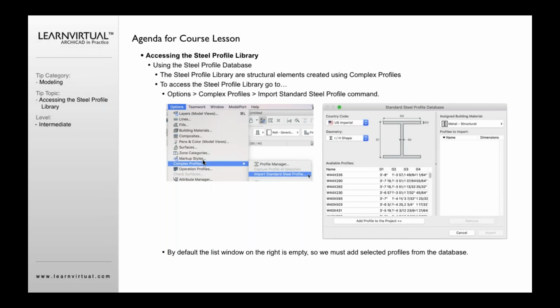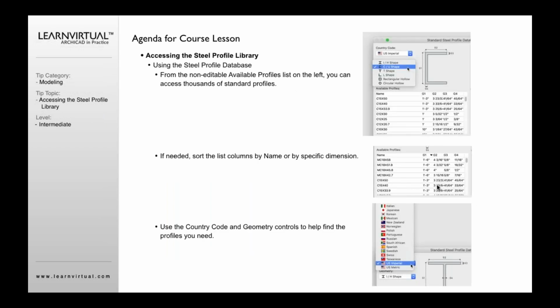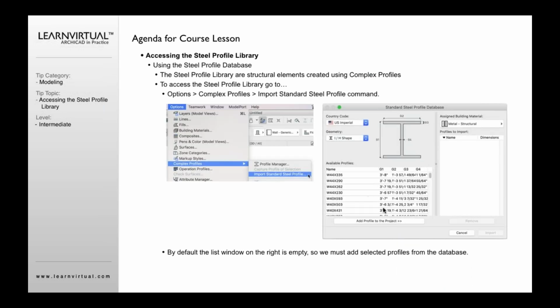Now, this is how you also create, as I just talked about a few minutes ago, complex profiles. So obviously, if I was going to create a new complex profile, I would go to options, complex profile, profile manager. But in this case, I want to import standard steel profiles from our standard steel profile database. So this dialog will open up, and once that's open, we can start to add the profiles in here. What you do is select the individual profiles here, click add profile to project, and we'll add those in here.